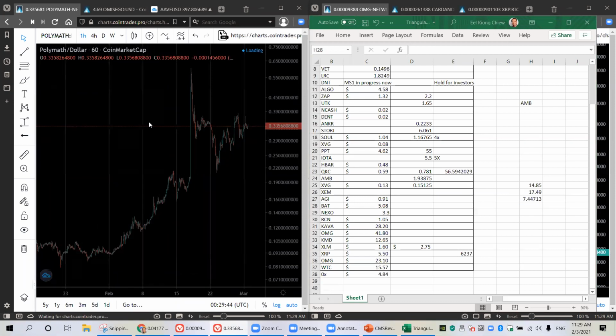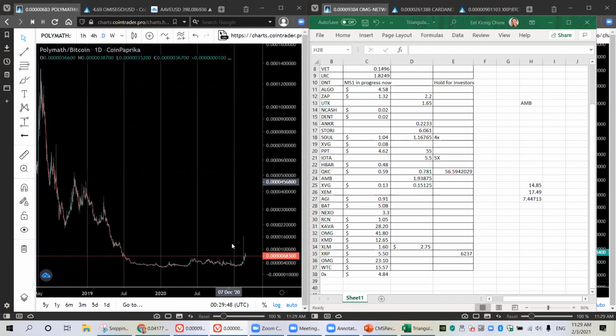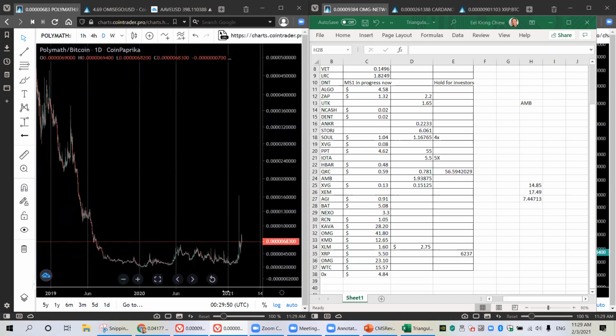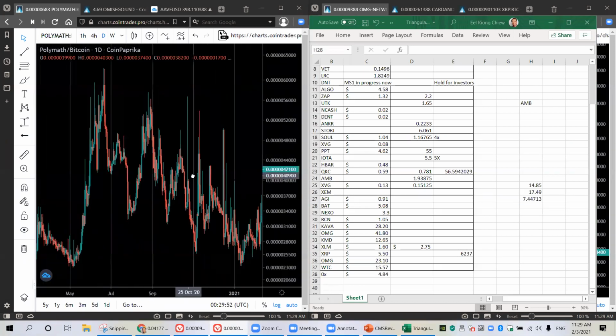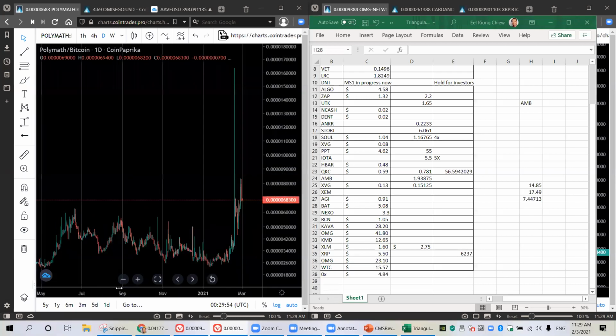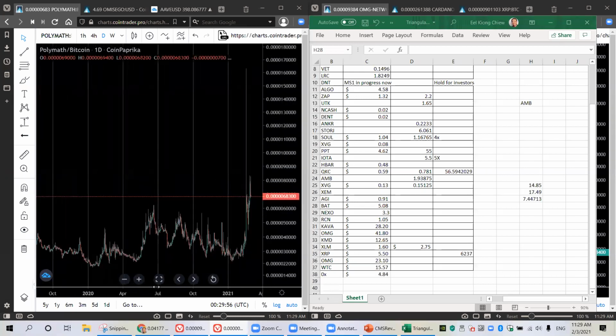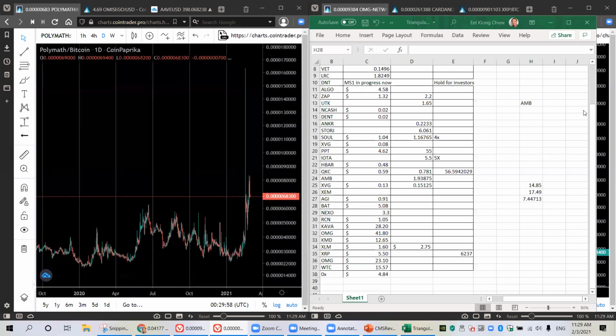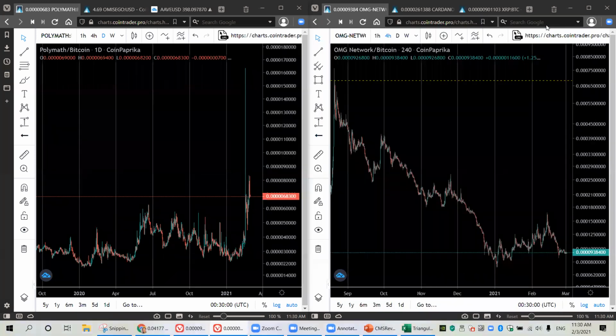Bitcoin, Polymath, Bitcoin. Just look at the structure. It should be way ahead in the structure. Wow, that's really interesting. It's really interesting in terms of its structure here. Yeah, I'm just curious.